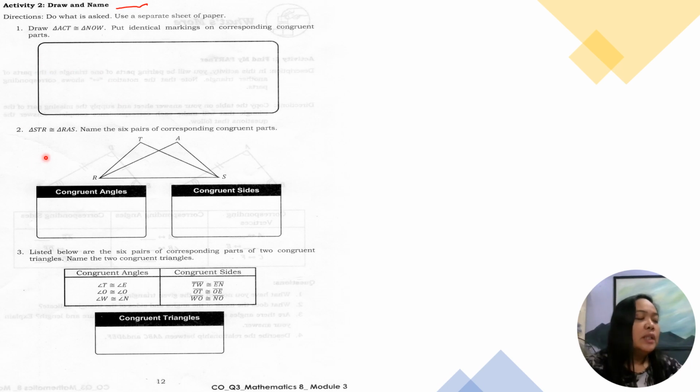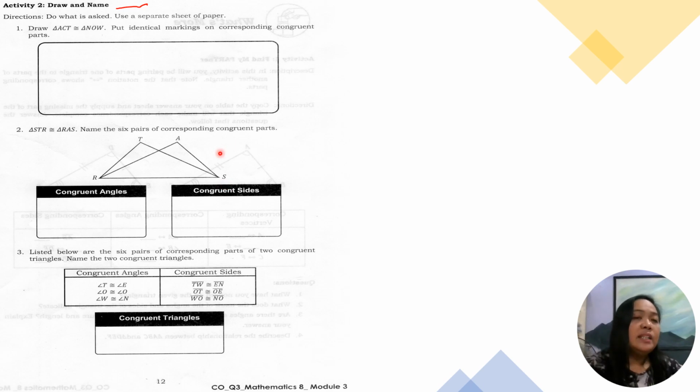For number 2, triangle STR is congruent to triangle RAS. Again, triangle STR is congruent to triangle RAS. Think if you're going to flip or rotate or fold these two triangles so that their corresponding parts must be congruent or must coincide.